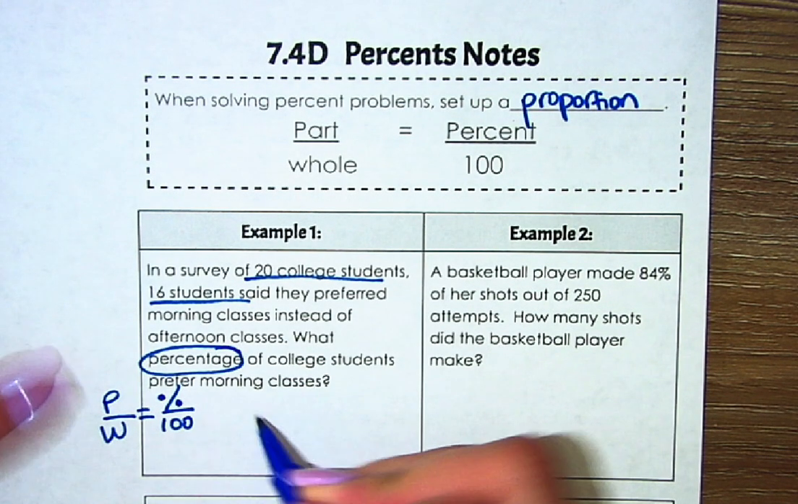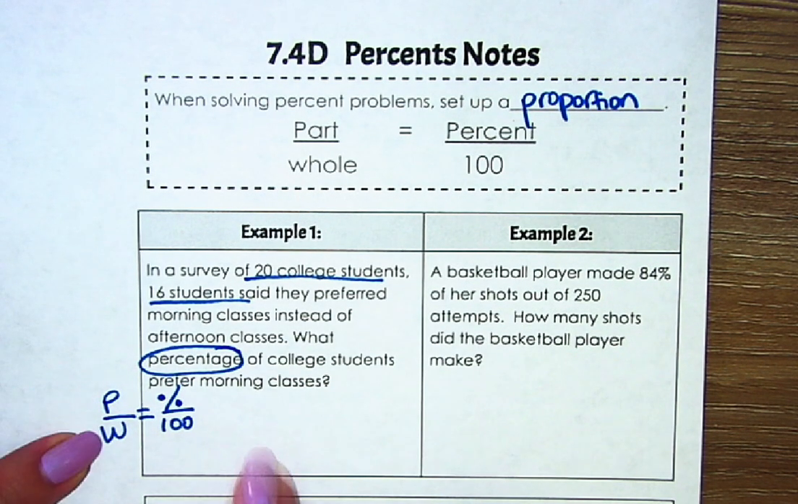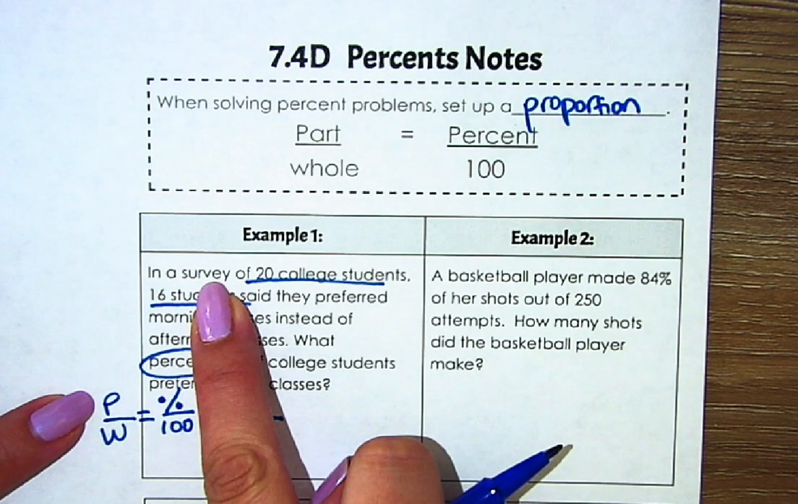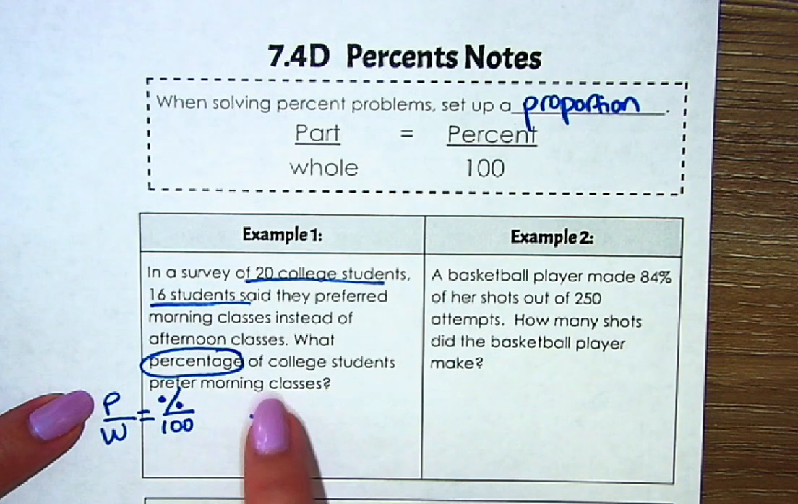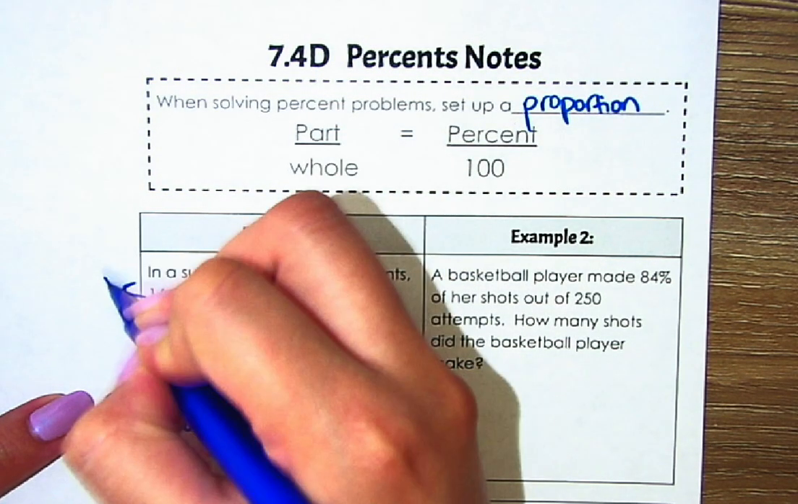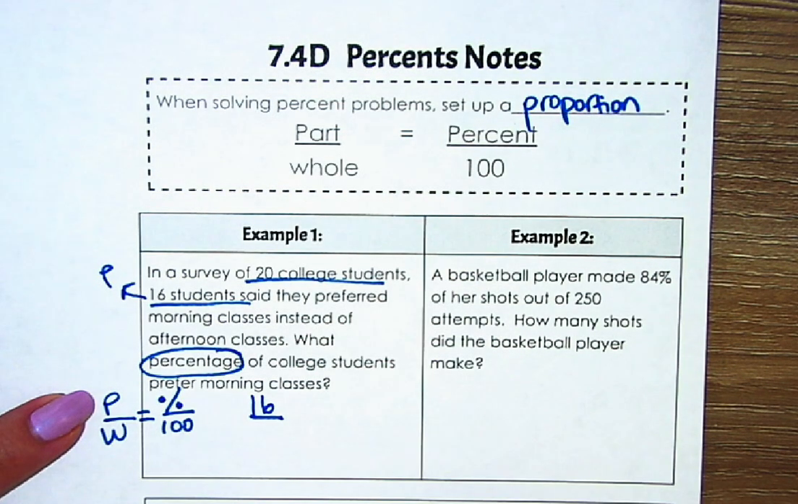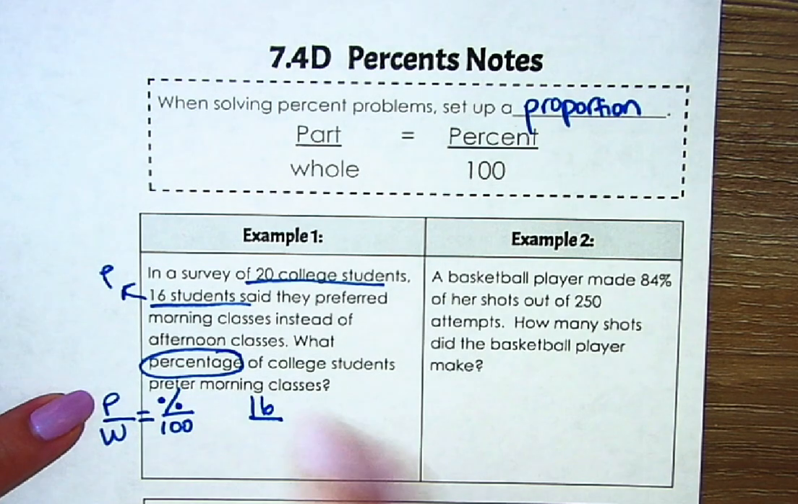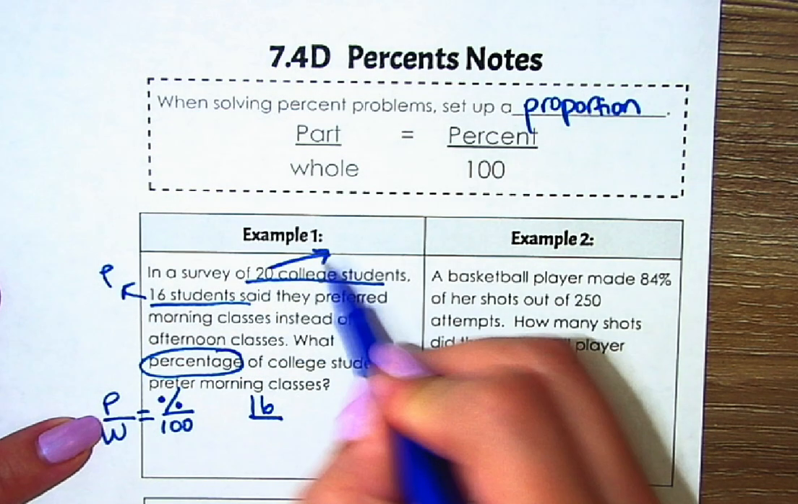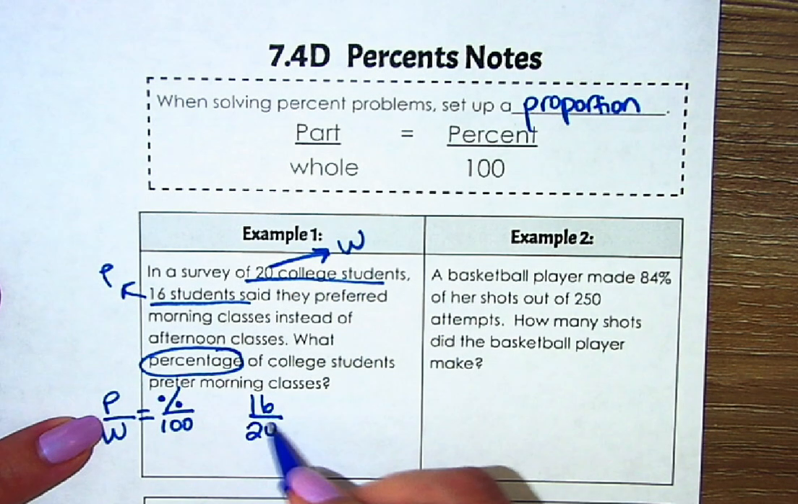So the P over W. The P stands for part. So the question is, of that survey, how many preferred morning classes? Well, it says right here, there's 16. So I'm going to put the number 16 on top. Out of those 16, how many total students did they ask? They asked 20. That is our W.